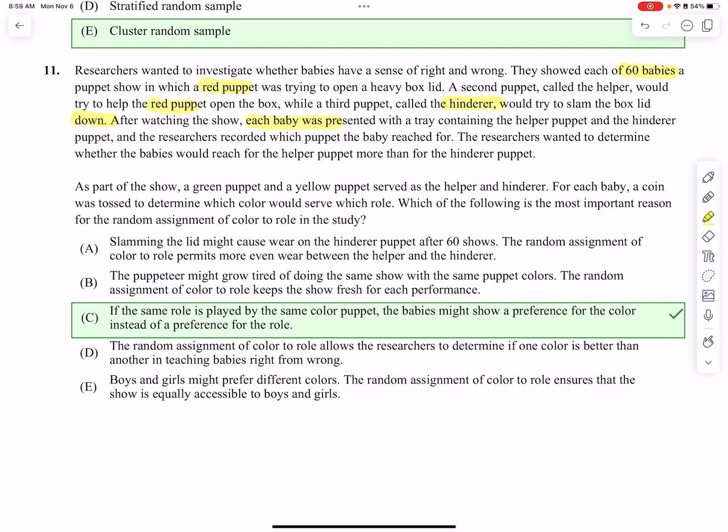As a part of the show, the green puppet and yellow puppet served as the helper and hinderer. For each baby, a coin was tossed to determine which color they would serve. So that's random assignment. Which of the following is the most important reason for random assignment? And I said, if the same role is played by the same color puppet, the babies might show a preference for color. And that's absolutely right. That is because we don't know, and so that's why we're randomly assigning them. All right, thank you very much.